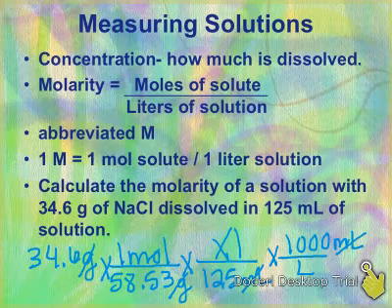Yes? So, for the grams, you can divide that by 125. Yeah, I just go in order. So in my calculator, I would do 34.6 divided by 58.53 equals, divided by 125 equals, times 1,000. Oh, okay, so that one is really just whatever you want.